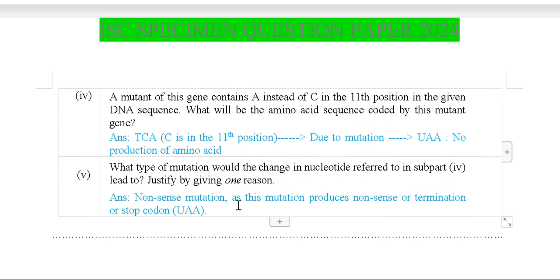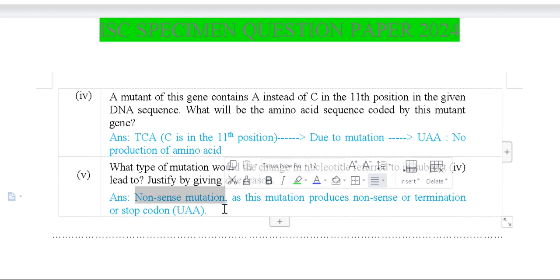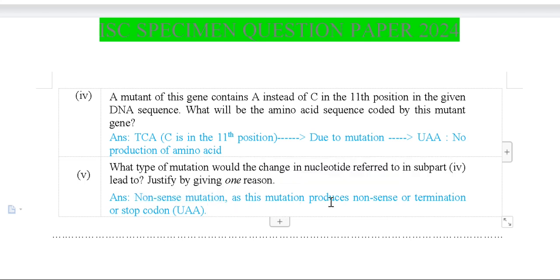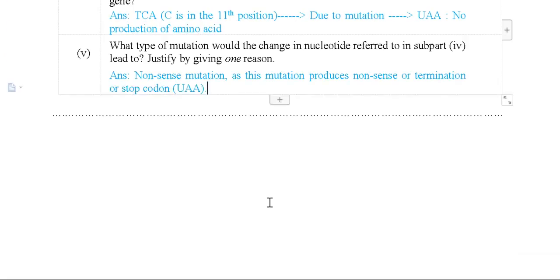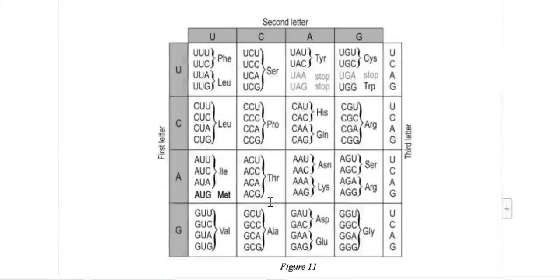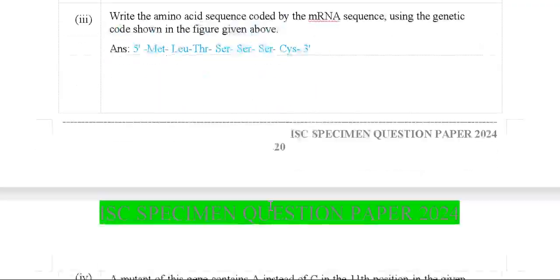Now, what type of mutation would the change in nucleotide referred to in subpart 1.4 lead to? Justify by giving one reason. As a nonsense codon is formed through this mutation, this mutation is called a nonsense mutation. As this mutation produces nonsense, termination at the stop codon UAA, we can say it is a nonsense mutation. So these are the questions they have given. This is the last, 18th question.